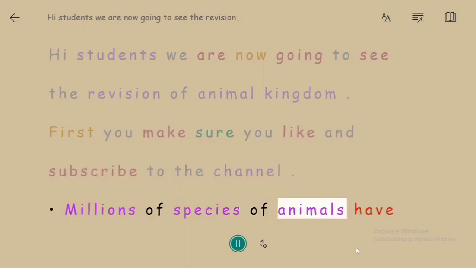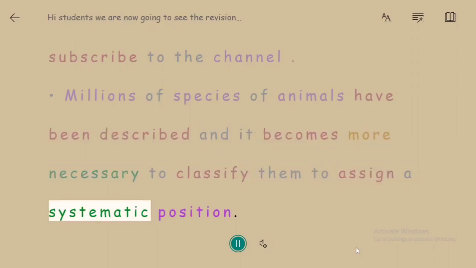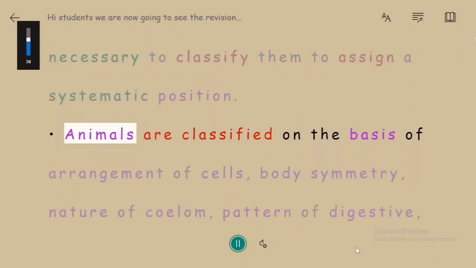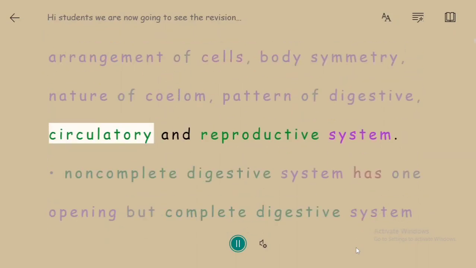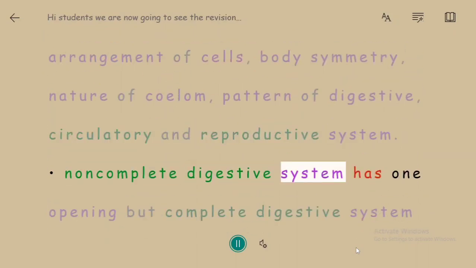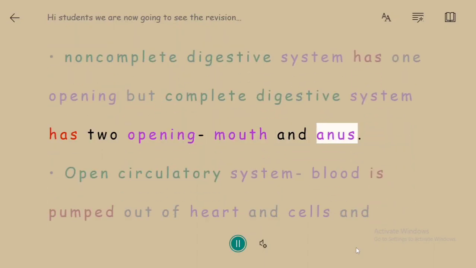Millions of species of animals have been described, and it becomes necessary to classify them to assign a systematic position. Animals are classified on the basis of arrangement of cells, body symmetry, nature of coelom, and pattern of digestive, circulatory and reproductive system. An incomplete digestive system has one opening, but a complete digestive system has two openings, mouth and anus.